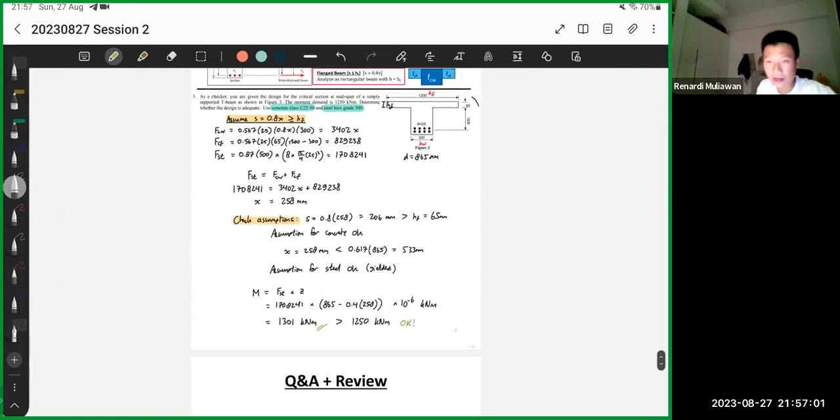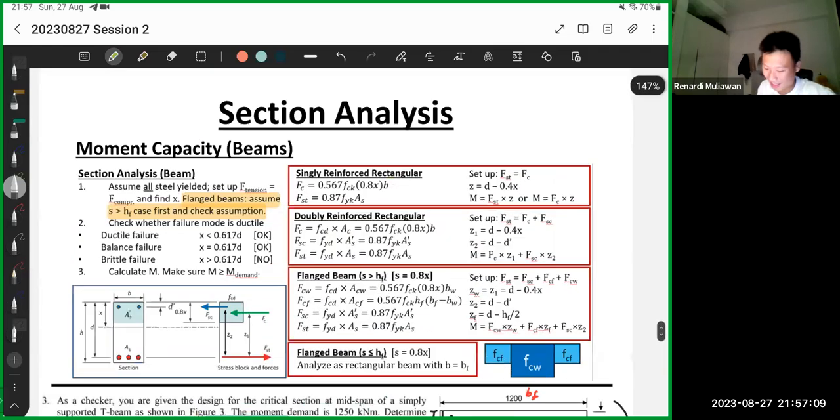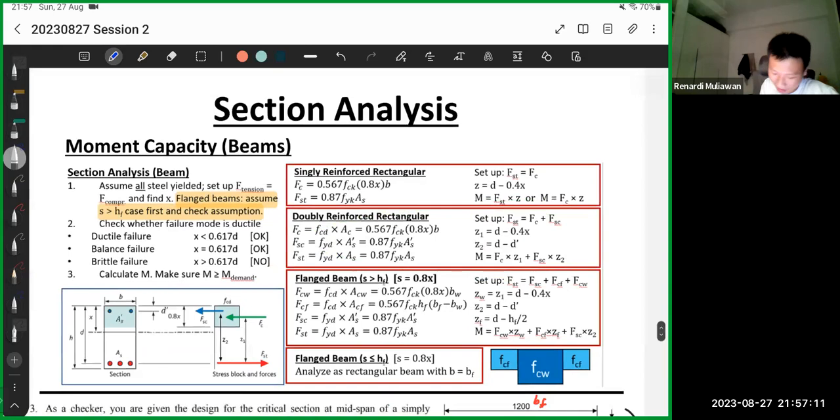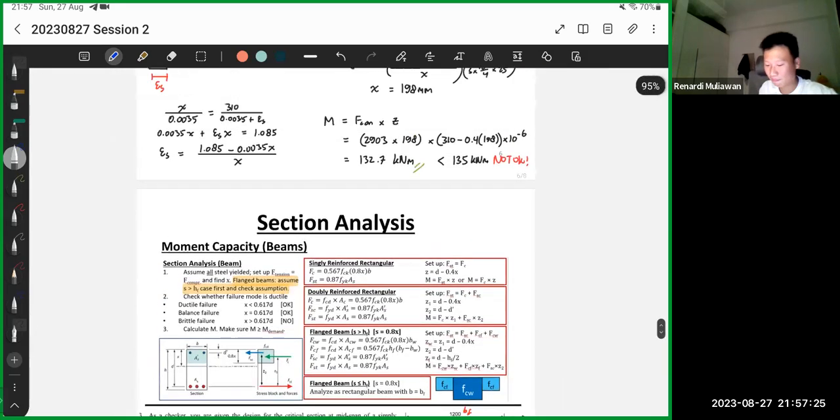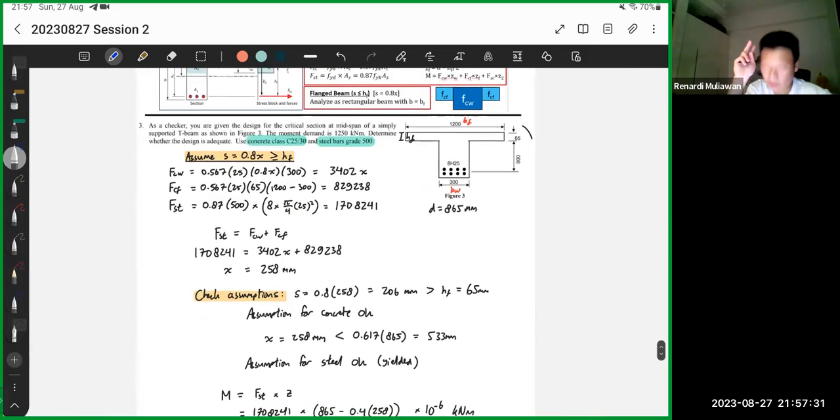So if you notice, I haven't included double reinforced concrete, but it's exactly the same. So that's why I don't include it because it's the exact same thing. We just have an extra FSC here. So just plug in, exactly the same. I won't even explain it in the next session since it's exactly the same. My point here is just the yielding of the steel and also this one, the flange.